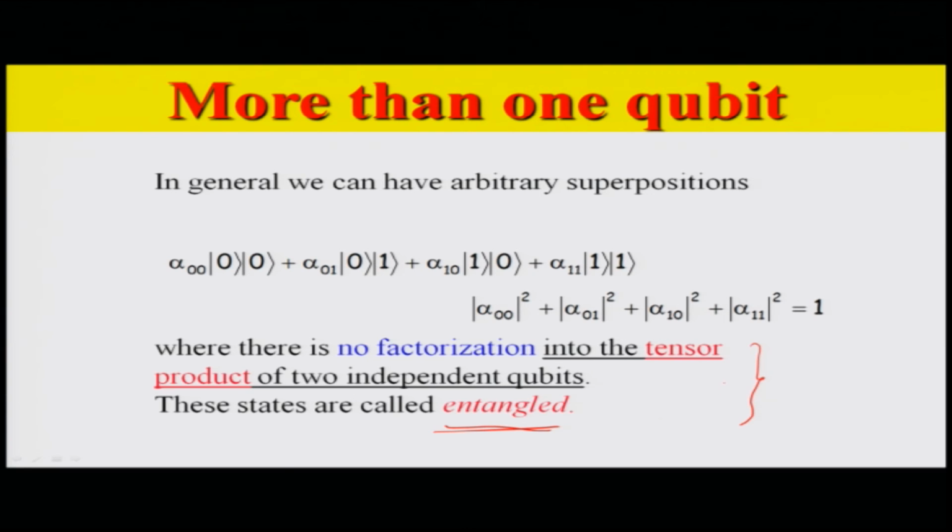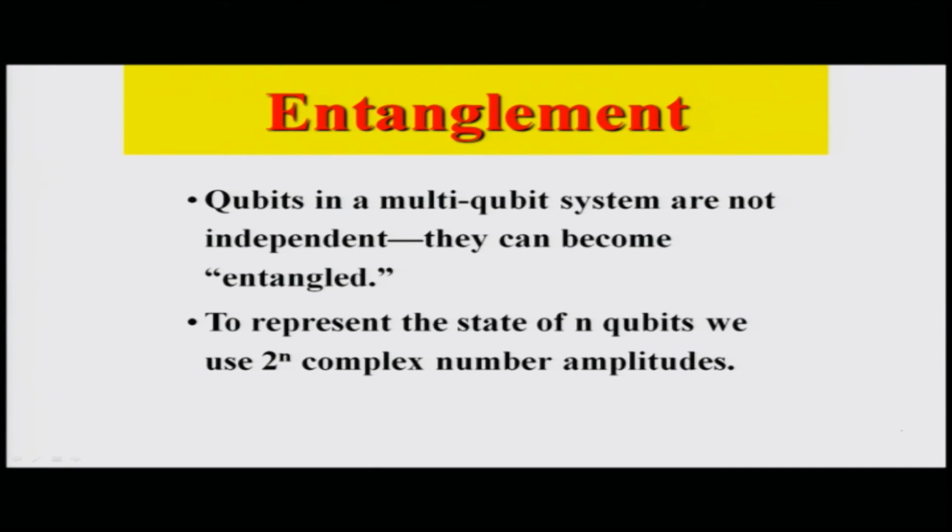So, this is how we can build up the optical quantum system simply based on linear optical approaches. This is the basic idea of building it up in this particular process. Now, in this case the multi-qubit system states are not independent as they become entangled, and to represent the states of n qubits you can use 2 to the power n complex number amplitudes.